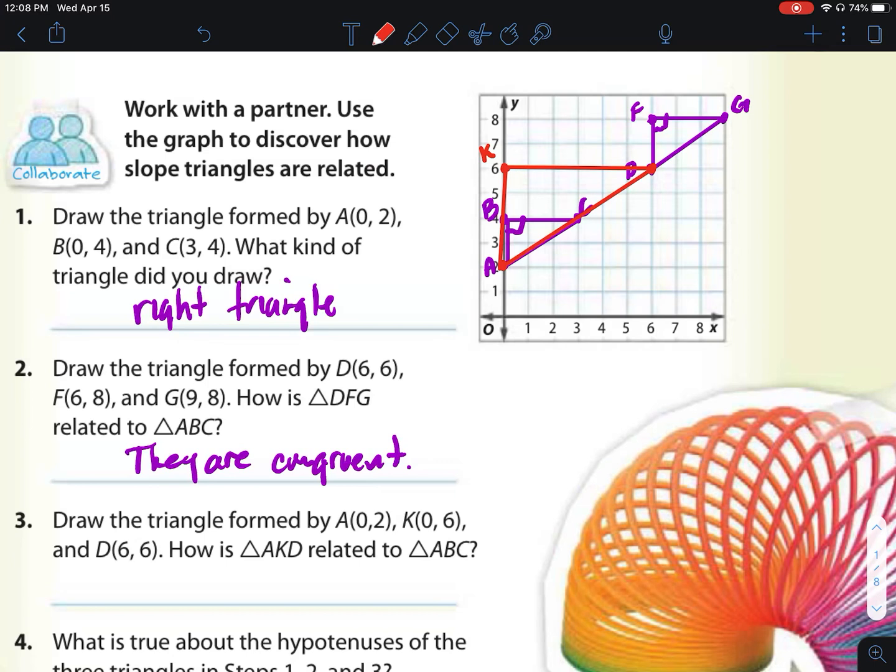It's asking, how is triangle AKD related to triangle ABC? If you learned the last lesson and understood it, if two angles of a triangle are congruent to two angles of another, then the two triangles are similar. So in this case, we have two angles that are congruent. They both are right angles, so therefore they are similar triangles.